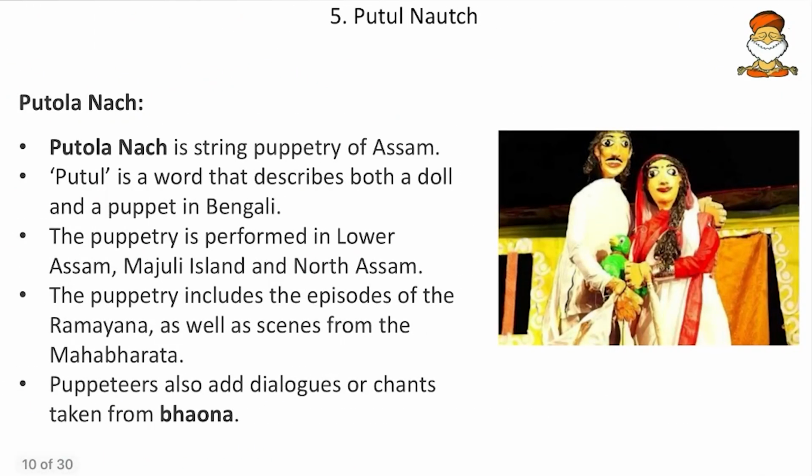Then come to next, the Putul Nautch or the Putola Nautch. So it is the string puppetry of Assam. And Putul is a word that describes both a doll and a puppet in Bengali. And the puppetry is performed in Lower Assam in the Majuli Island. So remember Majuli, one of the largest islands. And then the North Assam. And the puppetry includes the episodes of Ramayana as well as the scenes from Mahabharata. Not so important a fact.